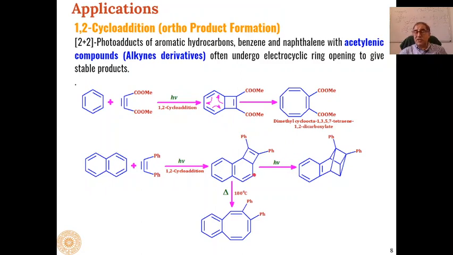So we will get this type of photoproduct, which will be formed through further rearrangement of the 1,2 cycloadduct formed in the initial stage. Similarly, if we heat this adduct at more than 180 degrees centigrade thermally, then this will undergo breaking of this bond, and rearrangement will take place to give us this type of cyclooctatetraene as the product.